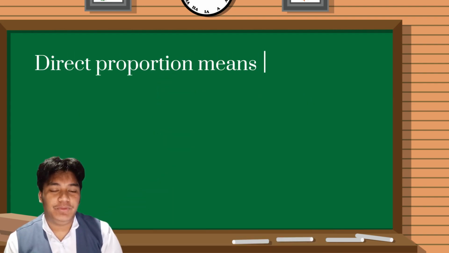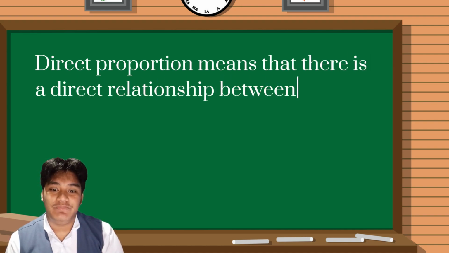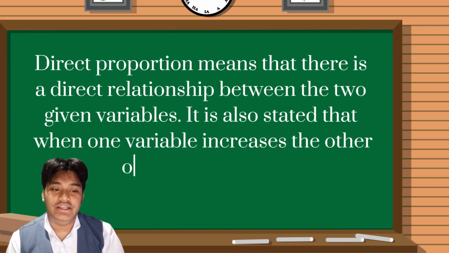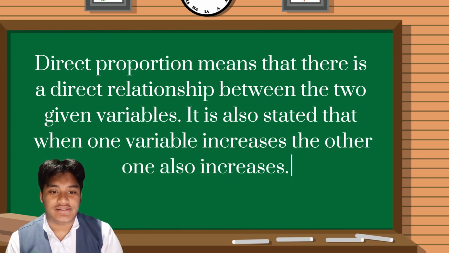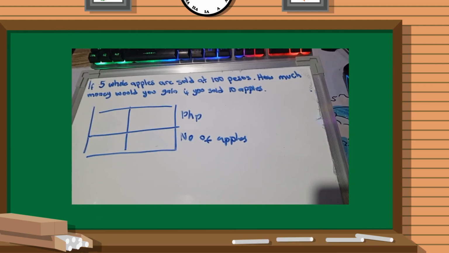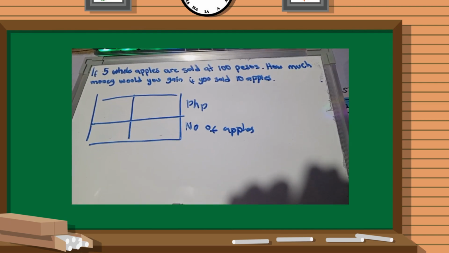In proportion, we have direct. Direct proportion means that there is a direct relationship between the two given variables. It is also stated that when one variable increases, the other one also increases. Here's an example. The problem is, if 5 whole apples are sold at 100 pesos, how much money would you gain if you sold 10 apples?